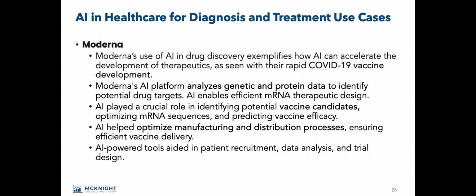Well, now Moderna's not a B2C, but they're doing drug discovery. They came to my attention, and probably yours as well, when they developed the COVID-19 vaccine some years ago. Their use of AI in drug discovery accelerated therapeutic development. AI analyzes genetic and protein data, identifies drug targets, optimizes mRNA therapeutic design, predicts vaccine efficacy, optimizes manufacturing and distribution processes, and aids in patient recruitment and trial design. All that, those are all the things really that they do as a company.